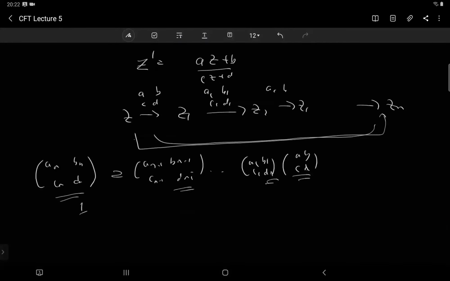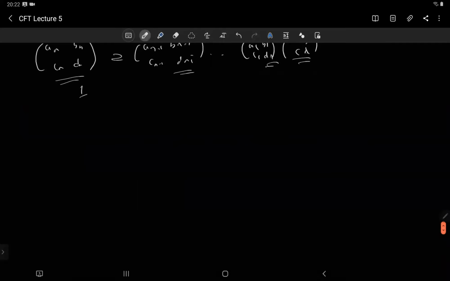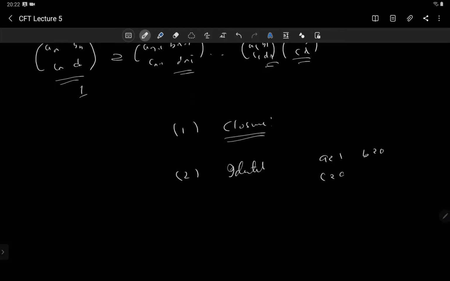So for being a group, one thing you have to check is the closure property, and that's what we checked right now. Then you have to check whether the identity element is there or not. Identity is trivially there because you just take A to be 1, B to be 0, C to be 0, and D to be 1. And this identity also has AD minus BC equal to 1, so it is also part of this.